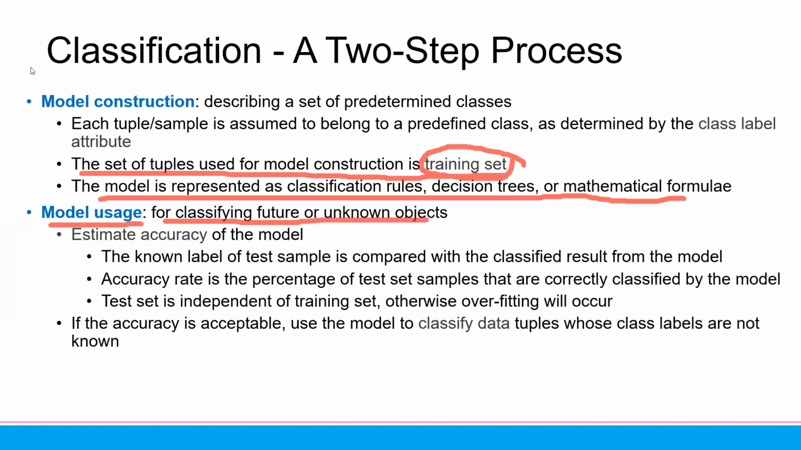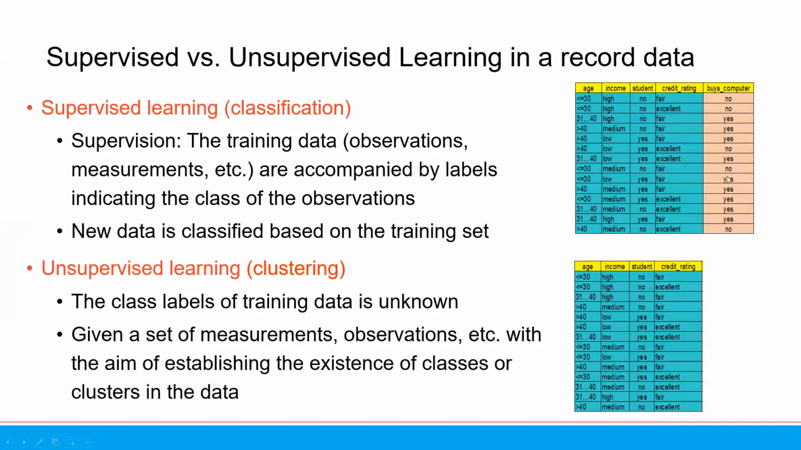As I mentioned before, I have this data, and then let's say I have new data: 40, medium, no, and fair. What is the result? We call this the testing data. Later, we call this the testing data.